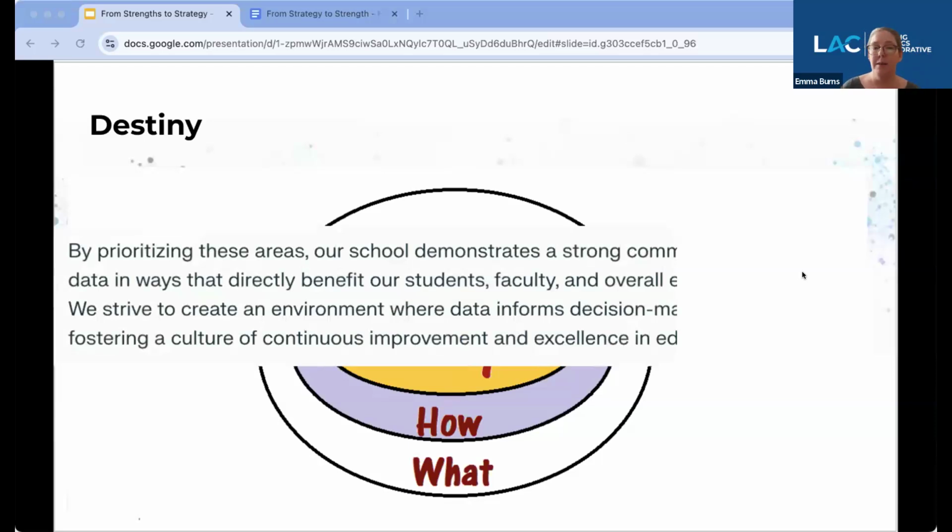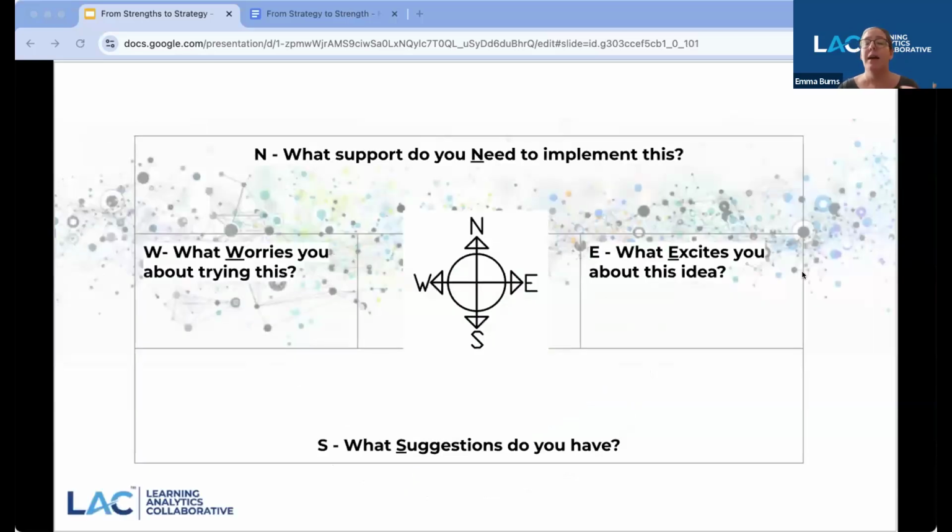So that's my thoughts on how we could use appreciative inquiry to really develop a strategic plan and keep growing as a data culture with your schools. And it's just an idea that I had. I'm really curious to hear from you what you think and where you think we could go with this. So I'd love to take a couple of minutes to do a compass point activity where you can tell me what excites you about this idea, what worries you about trying something like this, what suggestions you might have, and what support you need from the LAC team to really implement this and bring this to life at your school. It'd be great to hear from you in the chat, or you can just talk. What do you think?